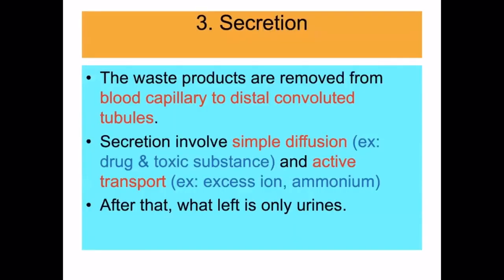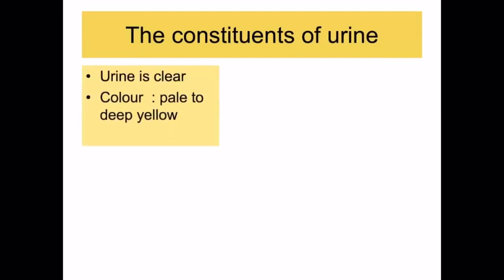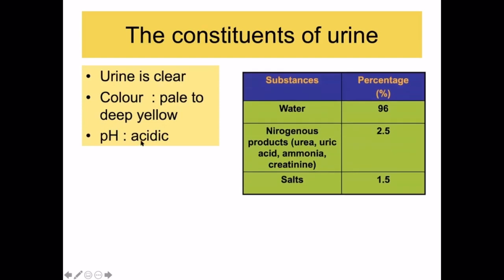After that, what's left is just urine. Here is the general knowledge about urine. Basically, urine is clear, and the color is pale to deep yellow, and the pH is acidic. You don't have to try it yourself with litmus paper or whatever. Right now it's proven that urine is acidic.